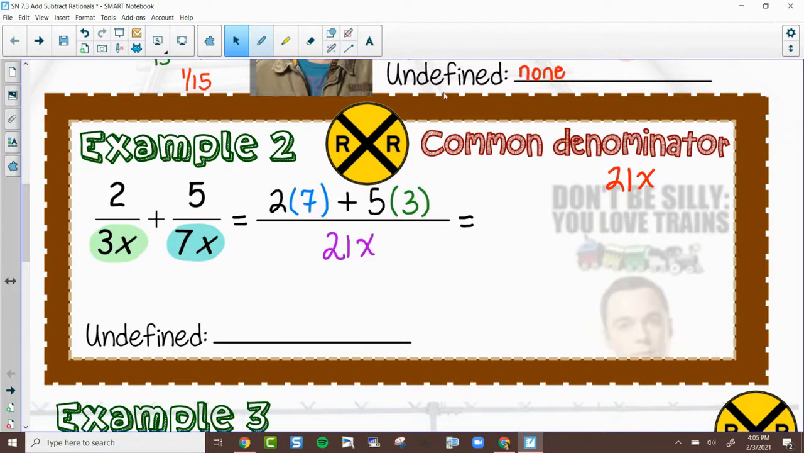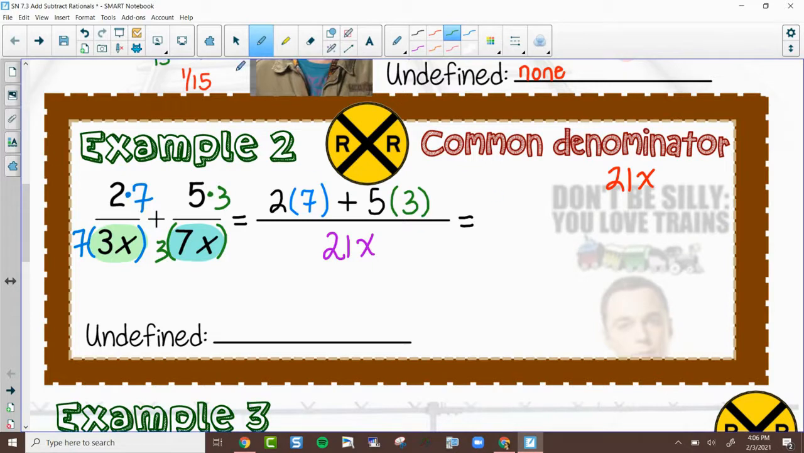So we are going to do exactly what we did before. I'm going to give this one a 7 on top and bottom. And I'm going to give this one, it's missing a 3, because that's what's going to make it 21. So top and bottom get a 3. And now they both have a common denominator of 21x. And that's always going to be the tricky thing with these: how do I make them have a common denominator? And I just kind of like to do a give me game. You get basically what's missing.